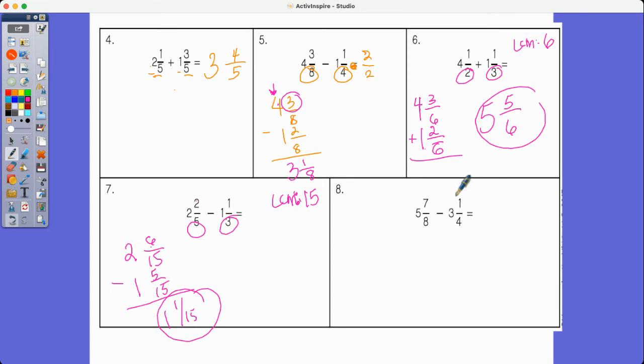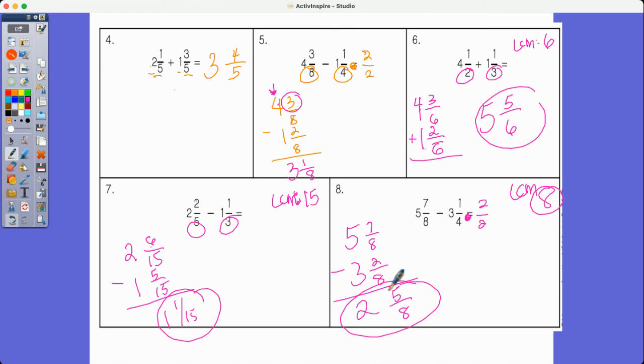Number 8, LCM is 8. So I only have to change the second fraction by multiplying by 2 over 2. I have 5 and 7/8 minus 3 and 2/8. That gives me 2 and 5/8 as my answer.